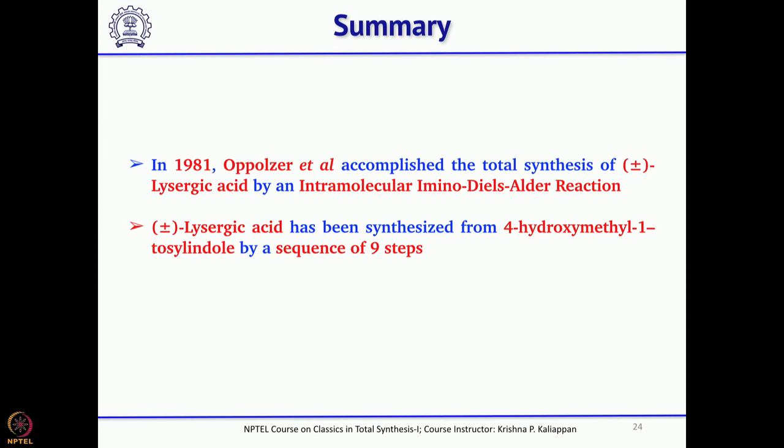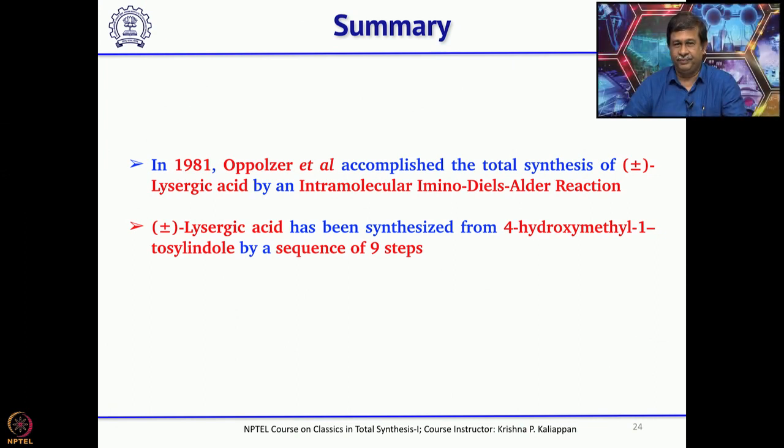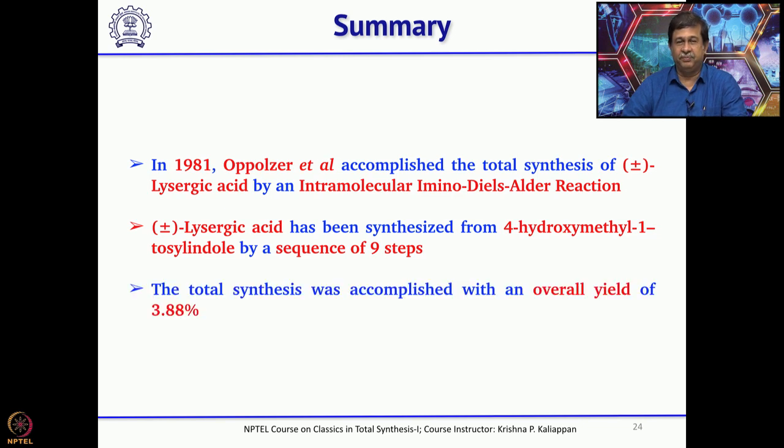Okay. So the key reaction, as I mentioned, was intramolecular Imino-Diels-Alder reaction, and overall he took 6 steps less than what Woodward has taken. Woodward took about 15 steps, whereas Oppolzer took only 9 steps to complete the total synthesis. As a result, the overall yield also went from 0.78% in the case of Woodward to 3.88%. That is 4 times he got better overall yield than Woodward's.